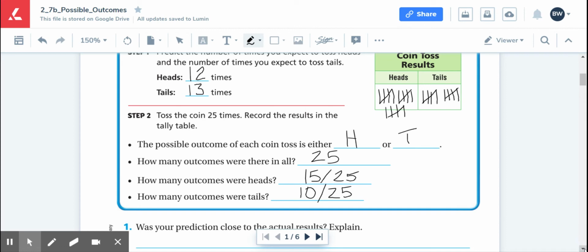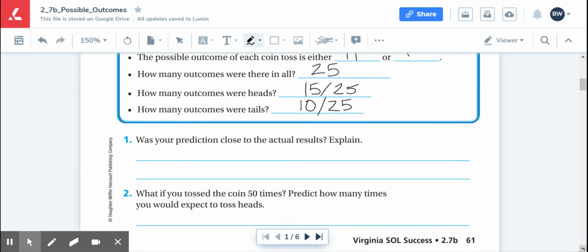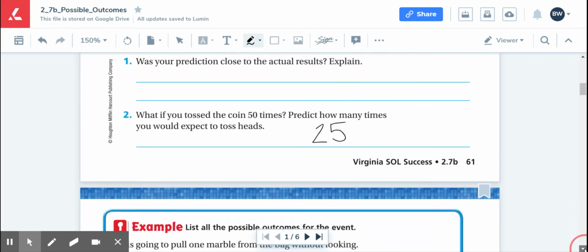Maybe it's because I'm a teacher and I know that we only had 2 outcomes. What if you toss the coin 50 times? Predict how many times you would expect to toss heads. Well, I would say 25, because did you know 25 plus 25 is 50? And you only have 2 outcomes, heads or tails. So I would break it in half, and I would say 25 times. All right, let's scroll down to our next page.